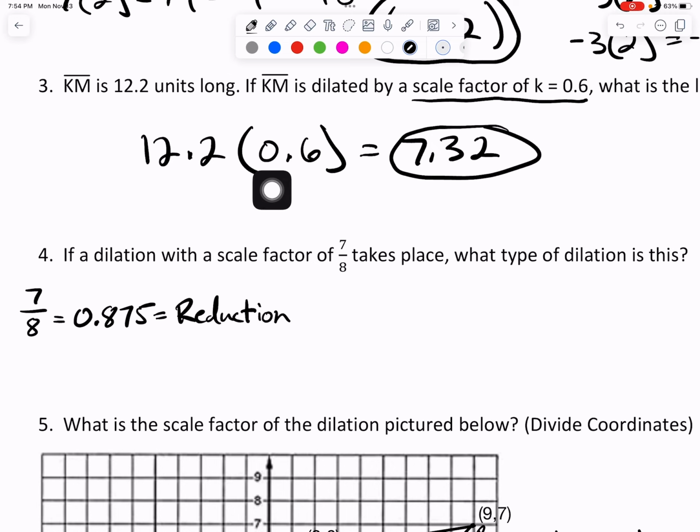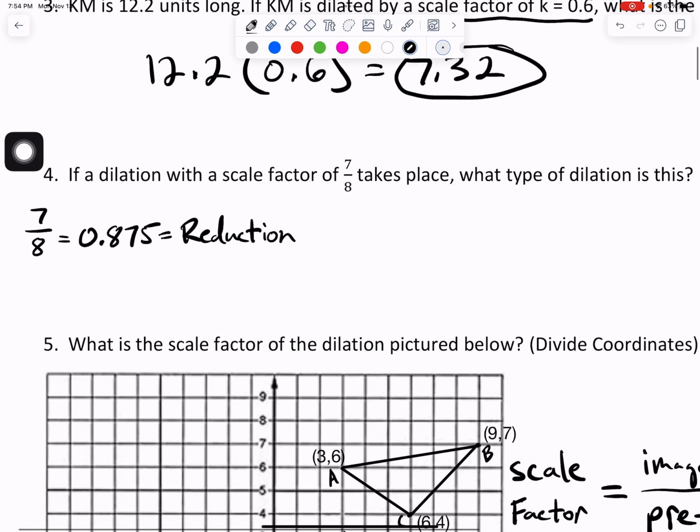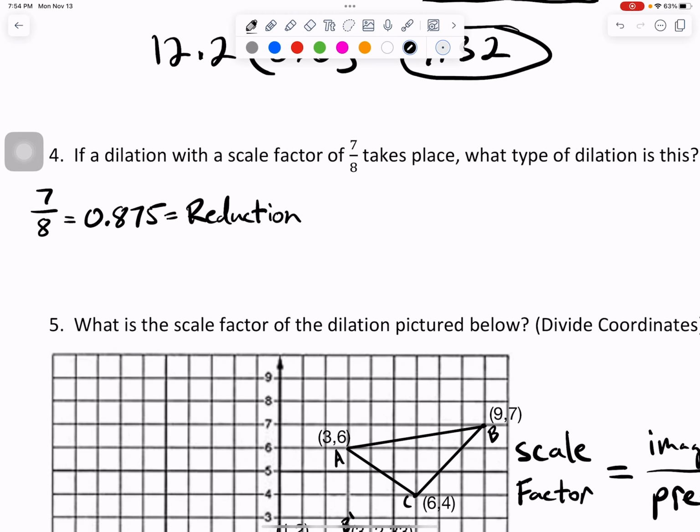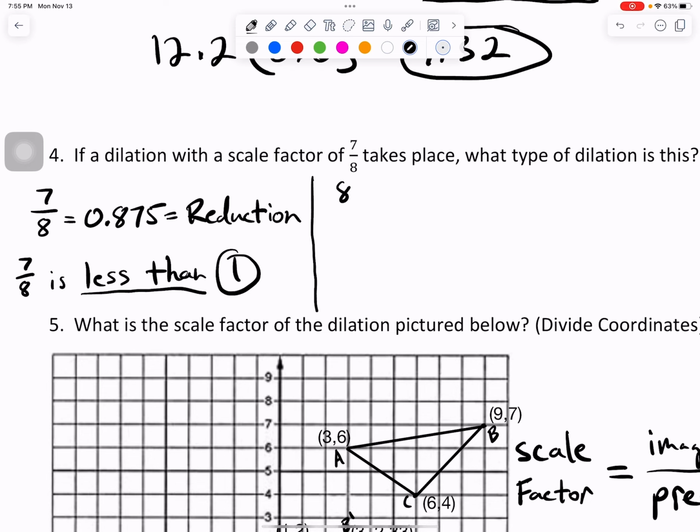And here's a number that's less than 1, 0.6. We took 12.2 and we multiplied it by 0.6. It equals 7.32. It got smaller. It was a reduction. So we're going to put, just for a note, 7/8 is less than 1, and that's why we get the reduction. Now, Mr. Richards, what if there were 8 slices? Because no one ate a piece yet.